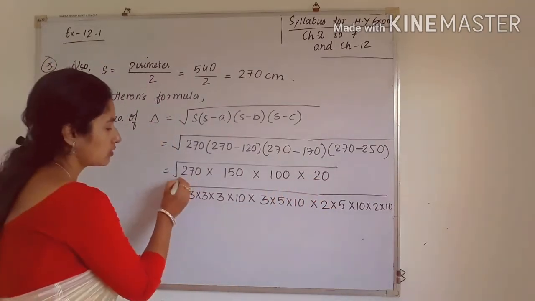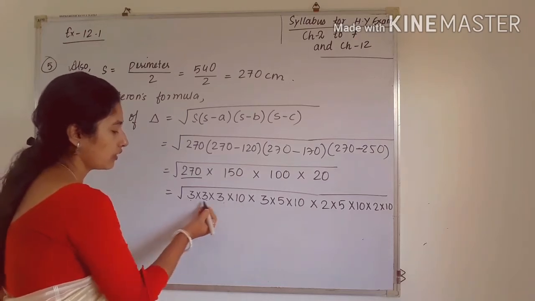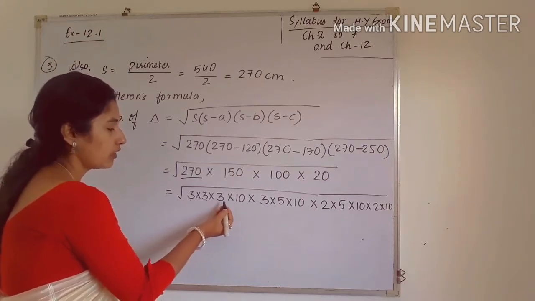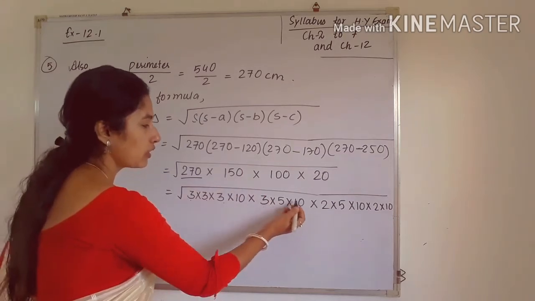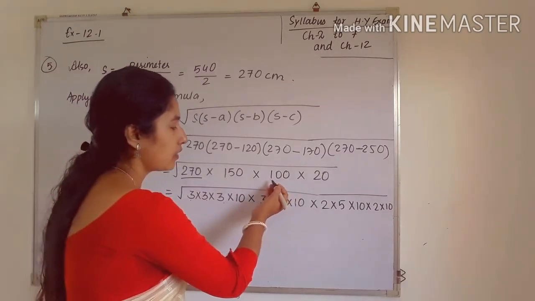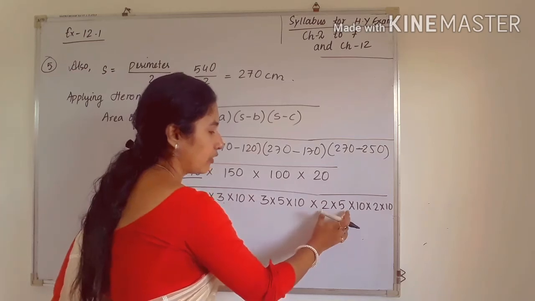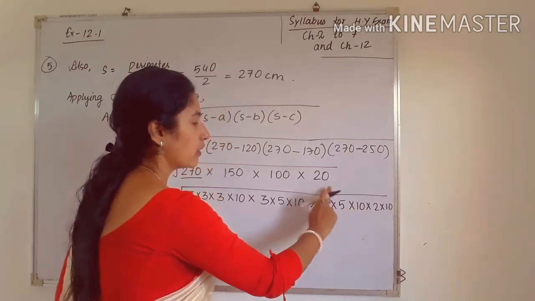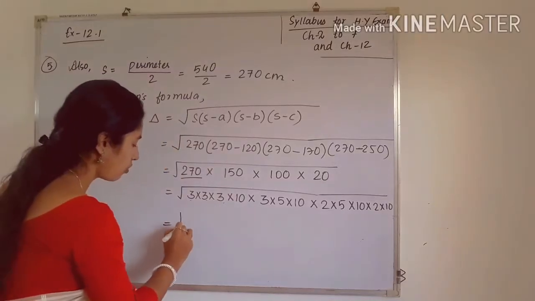So see here, this can be factorized as 3 into 3 into 3 into 10. 3 3s are 9, 9 3s are 27. 27 into 10 will be 270. 150 will be 3 into 5 into 10. 10 into 10 is 100. Again I am factorizing only 10 from here. So 2 into 5, that will be 10. 10 into 10, that is 100. From here 2 into 10. Okay. So just collect all the numbers.